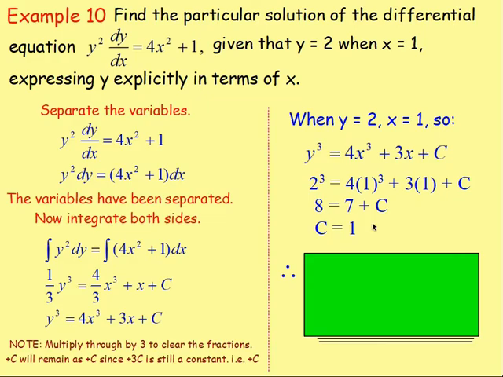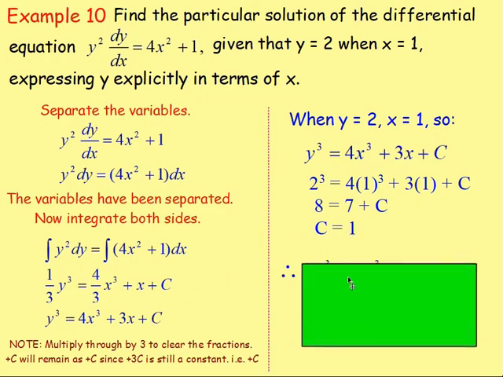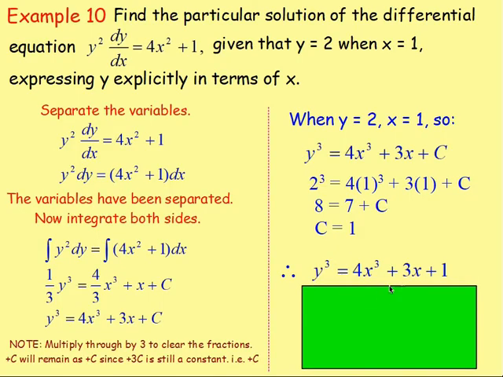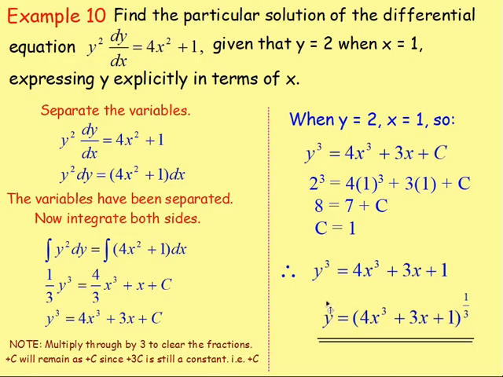And because we know c equals 1, we can sub that back into the general solution. So we'd have y cubed equals 4x cubed plus 3x, and instead of plus c, we'd have plus 1. Let's take it one step further. If you did have to get down to y equals, then you could have y equals. We're taking the cube root of y cubed in order to get to y, so we will take the cube root of the other side as well. Or you could write it as that other side to the power of 1/3.